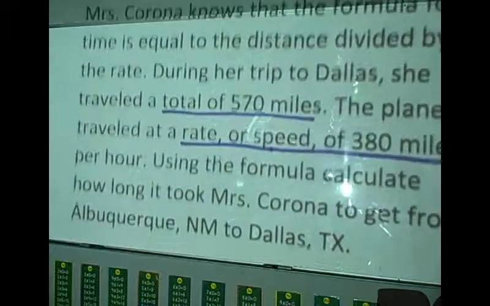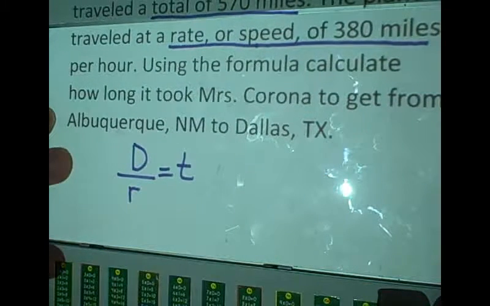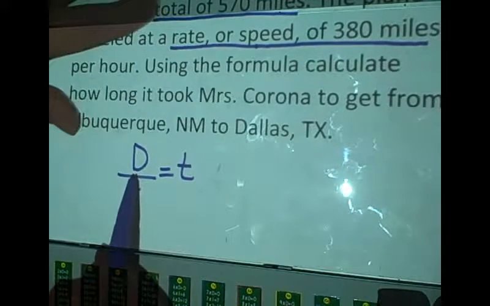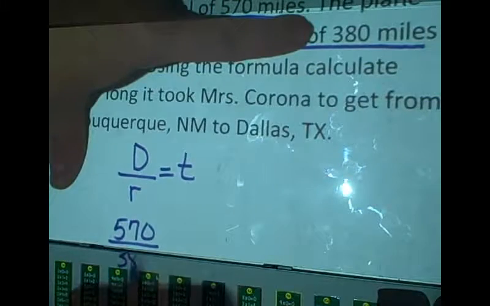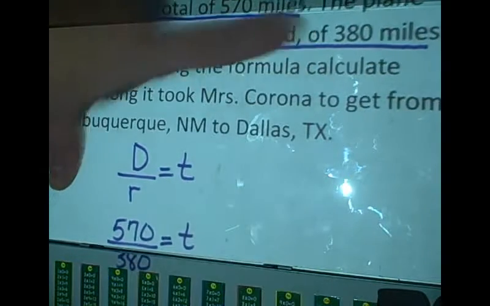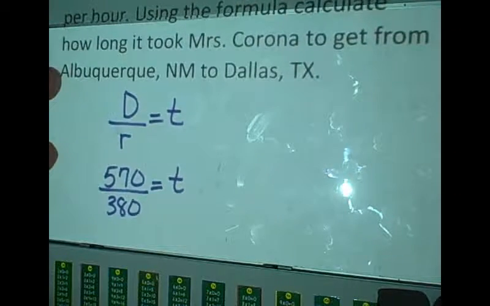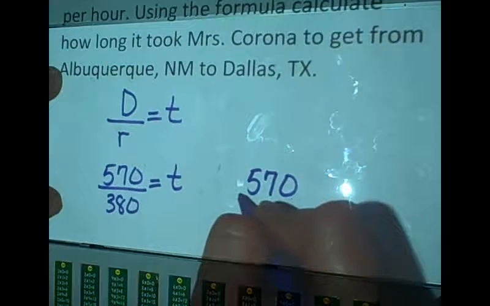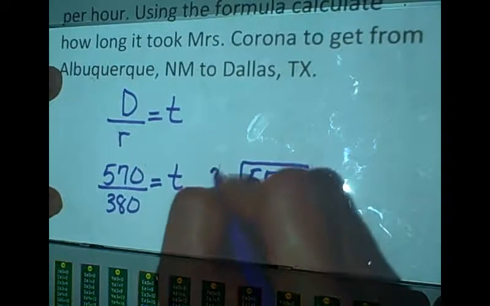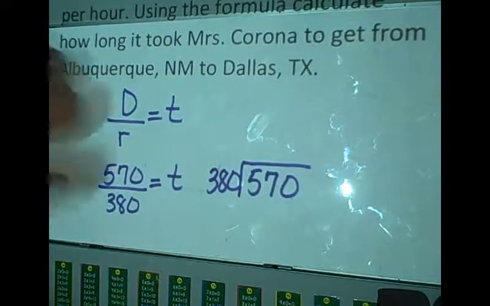So using the formula for time, distance divided by rate, I will plug in the numbers I just underlined and solve my problem. My distance was a total of 570 miles divided by the rate or speed, which was 380 miles per hour. When I divide those, I should get how long it took me to get from Albuquerque to Dallas. So I'm going to set up my division problem. 570 is my dividend, divided by 380, which is my divisor.